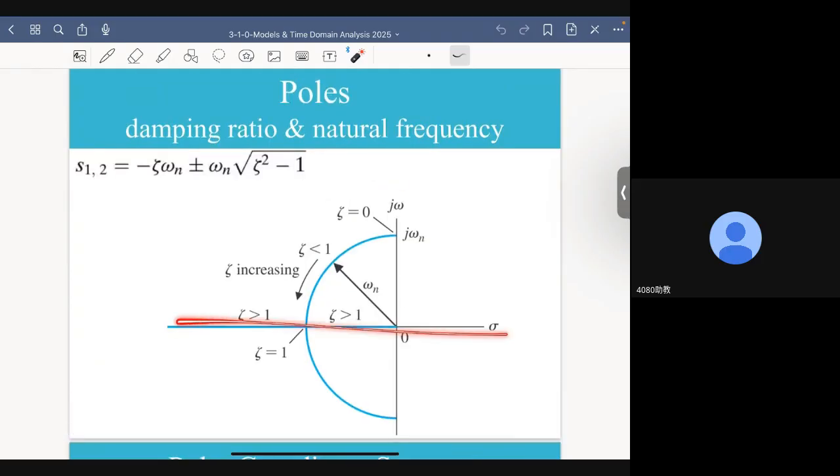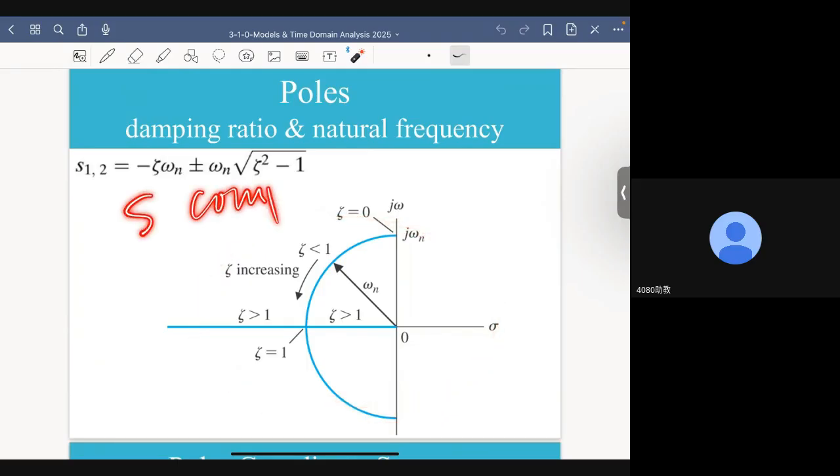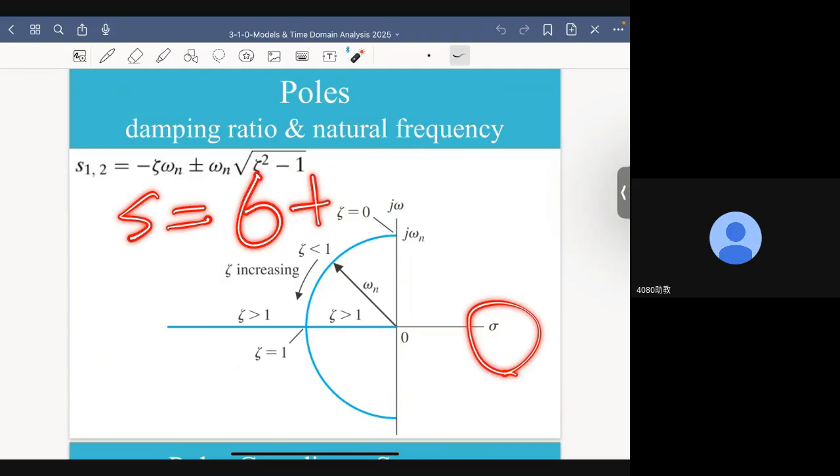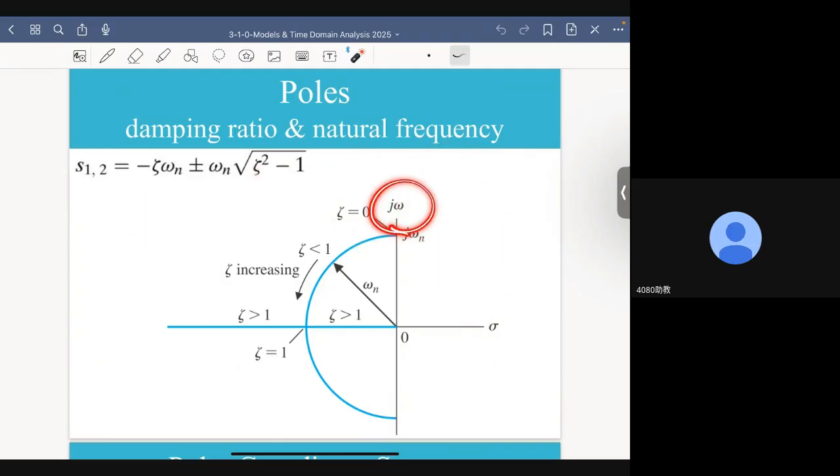Now, let's go to this figure. What is this all about? This apparently is the s complex plane, okay? Now, s actually is a complex number. Its real part is sigma, okay? Its imaginary part is omega, right? So the location of the poles of these spring mass damper systems can be plotted as this contour, all right?